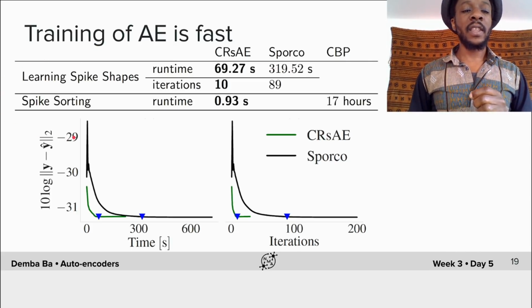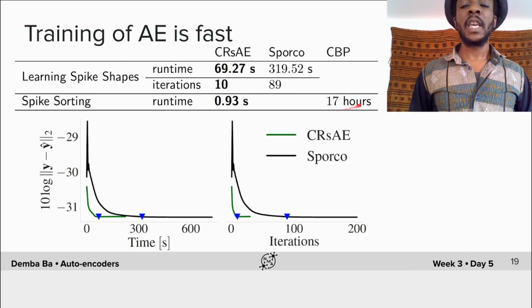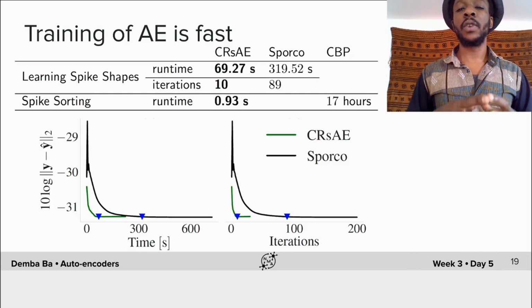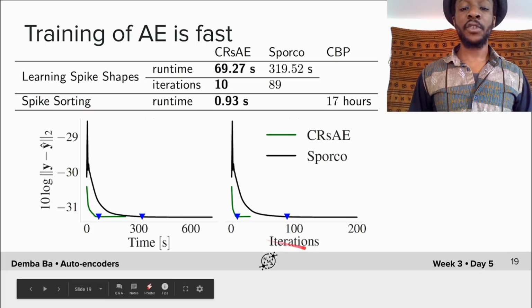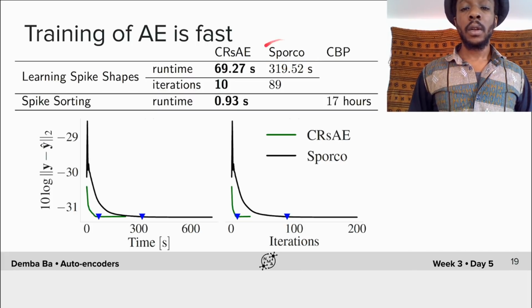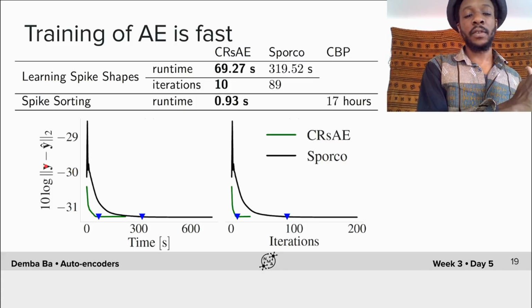Now, another interesting thing is that for spike sorting, which is after you've learned the spike templates, now inferring the times and amplitudes of events, our architecture, because it is amenable to GPU processing, is orders of magnitude faster than competitors that are based on a probabilistic generative model, one of which is known as the continuous basis pursuit algorithm. What these 2 figures here are showing is that as a function of time in training, and as a function of iterations, our autoencoder architecture and the Sparkle algorithm are able to achieve similar levels of reconstruction error of the input data traces that we feed in.